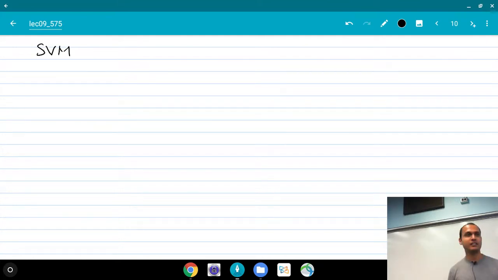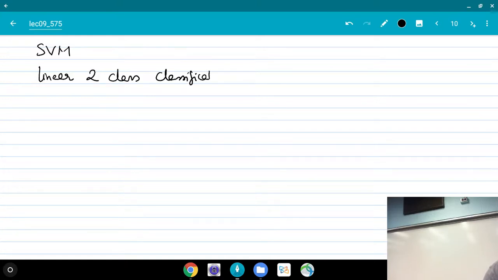Variations of SVMs exist both for classification and regression. But today we're going to only look at the simplest version. Actually, we're going to look at linear 2-class classification. Although you can make it non-linear using something called the kernel trick, we'll look at it later. And you don't have to do it for 2-class. You can do it for multi-class, with some ways to do it. But for the core geometric idea, this is good enough.